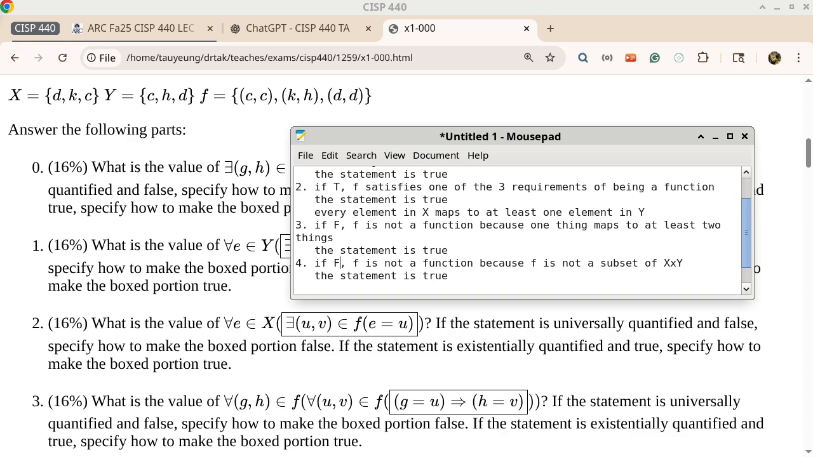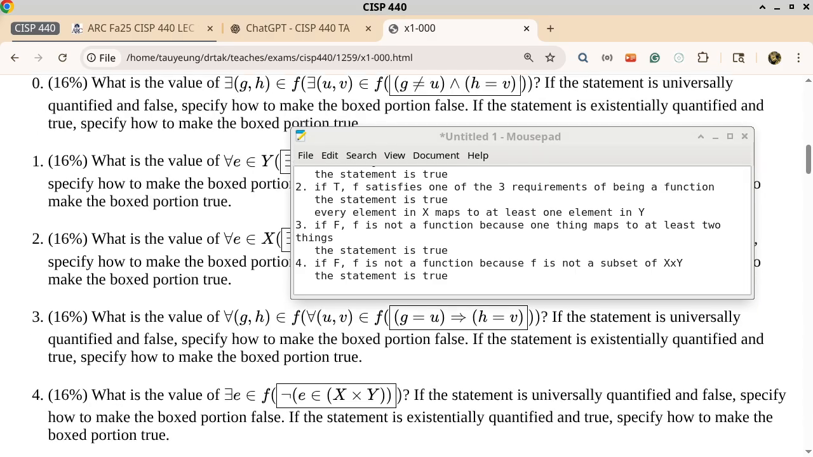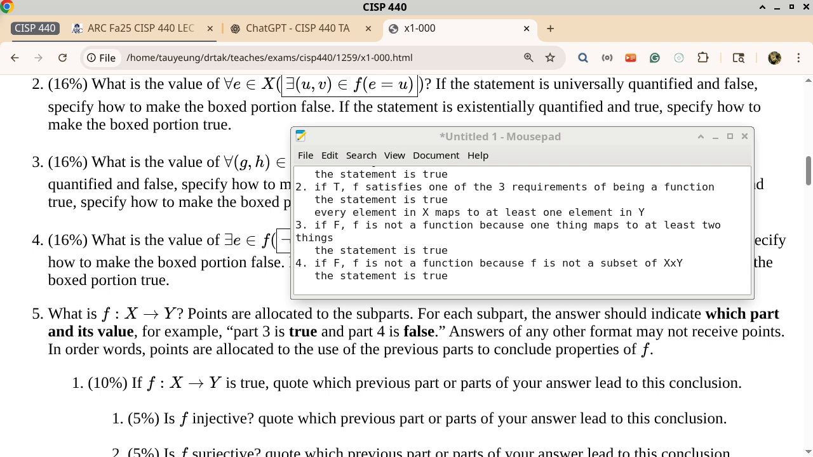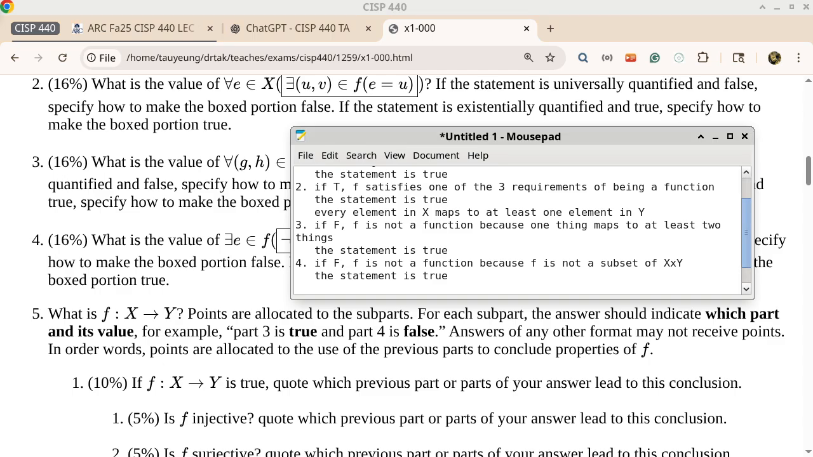All right. Now we move on to number five. Here comes number five, which is phrased exactly the same as the one in the practice exam. Points are allocated to subparts, even that is identical. In this case, f is a function mapping X to Y is actually true. So now we have to go for that part.